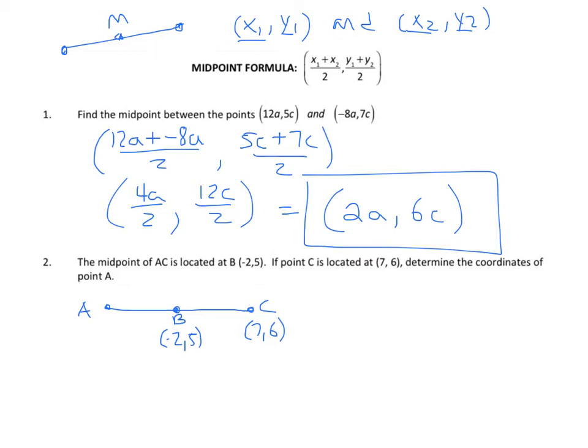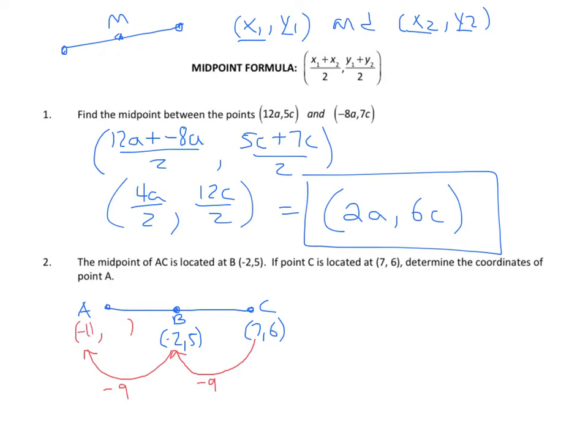There's two ways to do this. One way is to just look at the difference between your x's in the diagram and the difference between your y's and follow the same pattern. If I were going from C to B with the x coordinates, I go down 9. So if I went down 9 more, subtract 9 from B to A, I would get negative 11.